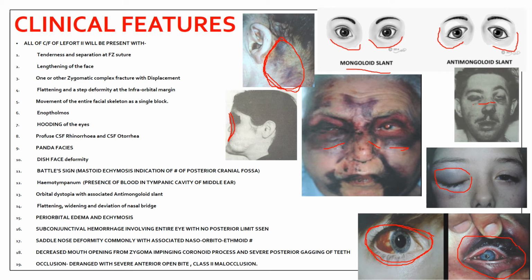Then there is hemotympanum, that is nothing but the presence of blood in the tympanic cavity of the middle ear. So there is blood which is present in the tympanic cavity of the middle ear.